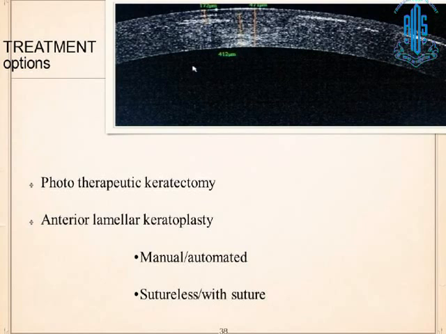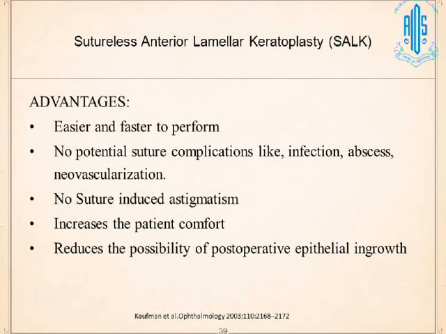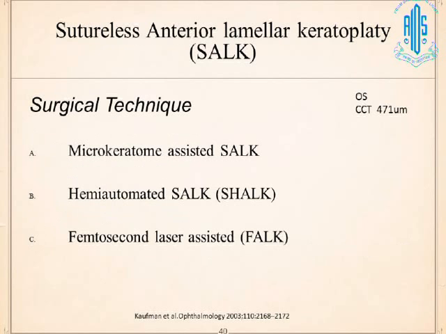Again, as I discussed before, PTK we didn't consider because the opacity was deeper than 100 microns, and particularly that central plaque-like opacity which we had to get rid of. So anterior lamellar keratoplasty, we had the option of manual and automated, and then whether with or without sutures. The advantages of sutureless anterior lamellar keratoplasty are obvious. However, we realized later that what we thought, that it would lead to less astigmatism, turned out to be not true, and I will discuss that later on.